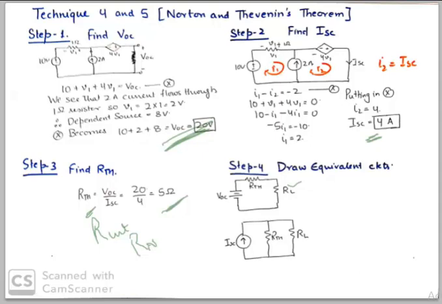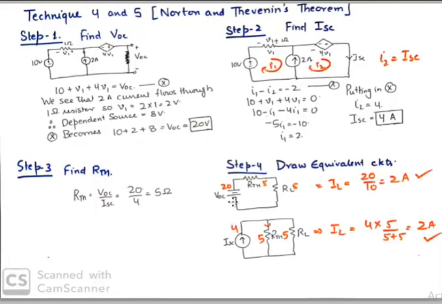So simply substituting the values here, VOC is 20, RTH is 5, load is 5, I2 becomes 2 ampere, which is the current that we've been getting so far using all the techniques. And my current source is 4, internal resistance is 5, load resistance is 5, so this 4 will equally get divided into these two similar resistances, so I get 2 ampere current at the load using Norton's theorem also.